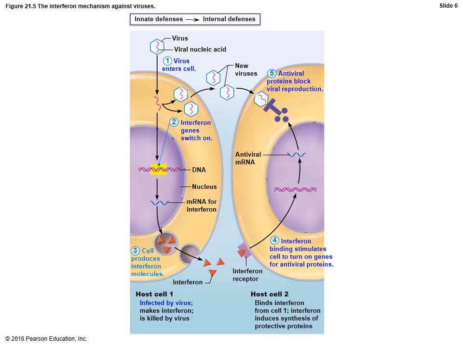Alrighty, so this is an illustration that I actually stole from a Pearson book. So it's not in your McGraw-Hill book, but it really does show you how one cell can communicate and warn the second cell that a virus is on the outbreak. So take a look at the left-hand side, all the way at the bottom. It's going to say host cell number 1, and it's going to tell you that the virus has infected it.